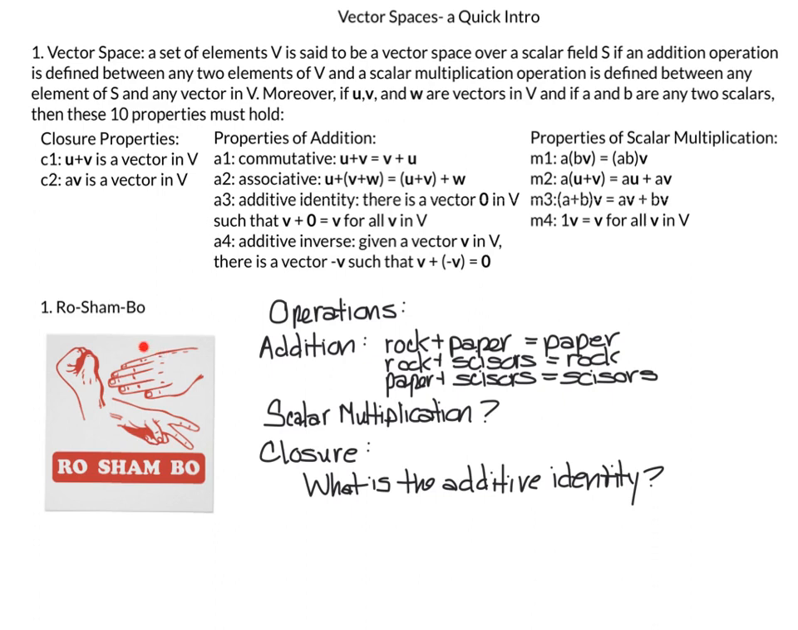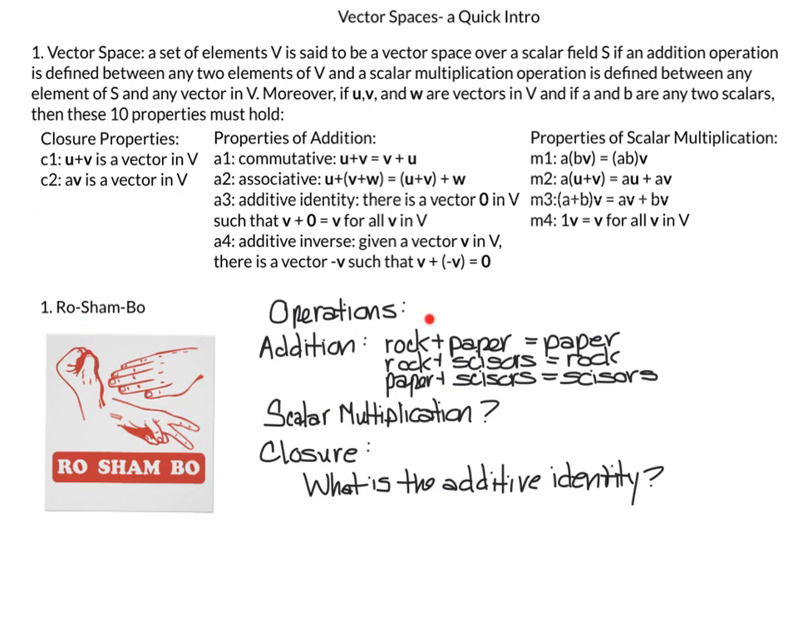The idea is that paper can cover rock. So if someone has a rock and someone else has paper, then the paper wins. However, scissors can cut paper. So if the two symbols put out were scissors and paper, then scissors win. However, a rock can pound scissors. So if these are the two symbols put out, then the rock wins.